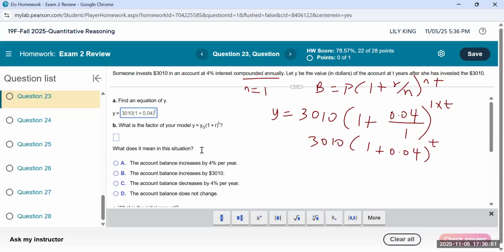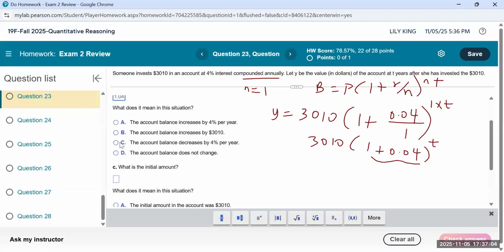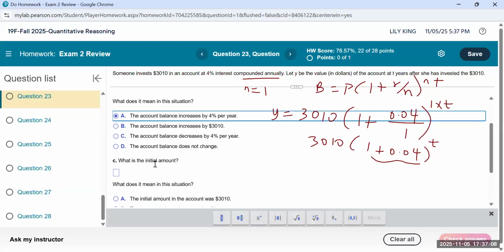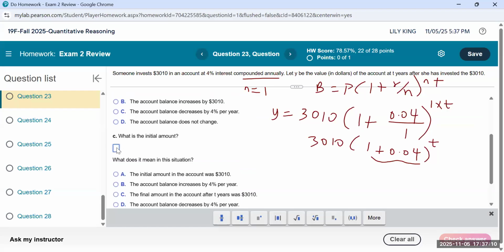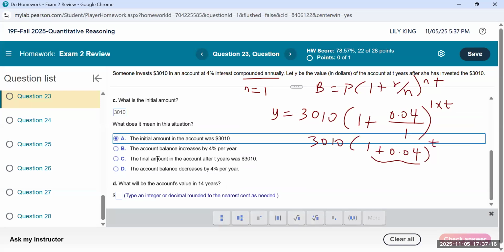So the factor is whatever you have in the parenthesis. So 1 plus 0.04 is your factor. So this is 1.04. And what does this mean in this situation? This means that the account increases by 4% per year. The initial amount is 3010. And this means that the initial amount in the account is 3010.